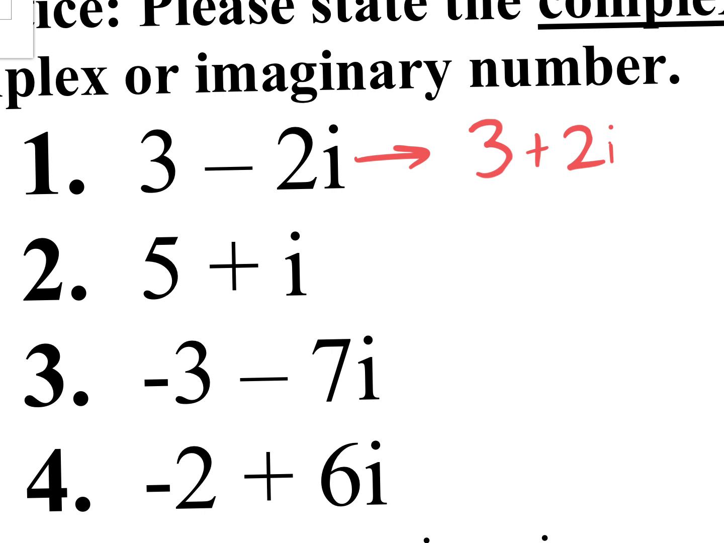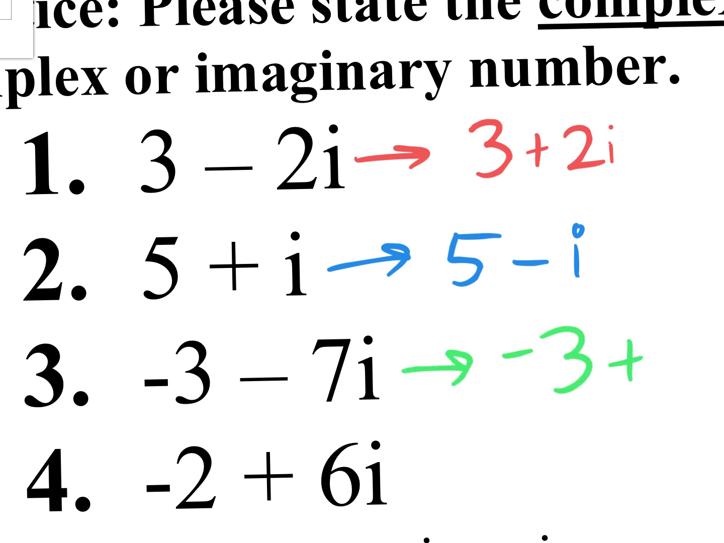If I say, what's the conjugate of number 2, 5 plus i? What's the conjugate, guys? 5 minus i. Yeah, all you're doing is changing a sign. If I say, what's the conjugate of negative 3 minus 7i? What's the conjugate? Negative 3 plus 7i. Super easy. How about the last one? The conjugate of negative 2 plus 6i? Negative 2 minus 6i. Super easy, right?